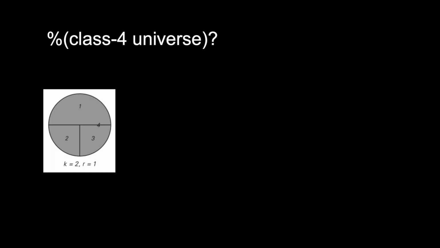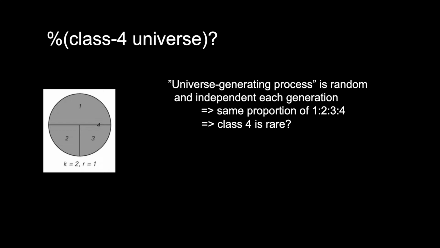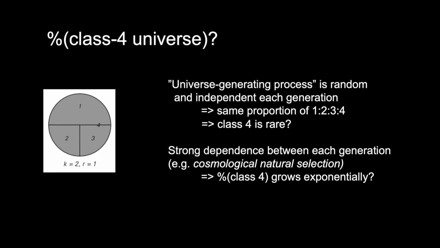And so one interesting question is, what's the percentage of class 4 universes out of all the universes? If each universe generating process is random and independent of each other, then we'll have the same probability to get each class of universes. In this case, class 4 could be very rare, as we saw with Wolfram's elementary CA. But if each generation event depends on each other, as in Lee Smolin's cosmological natural selection, the number of class 4 universes could grow exponentially and totally overwhelm all the other classes of universes.